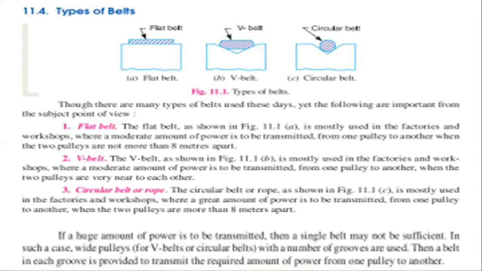And next, coming to the V belt drive. The V belt drive is mostly used in factories and workshops where a moderate amount of power is transmitted. So whenever you are going to transmit moderate power, that is, moderate speed, these V belts are heavily used in factories and workshops.